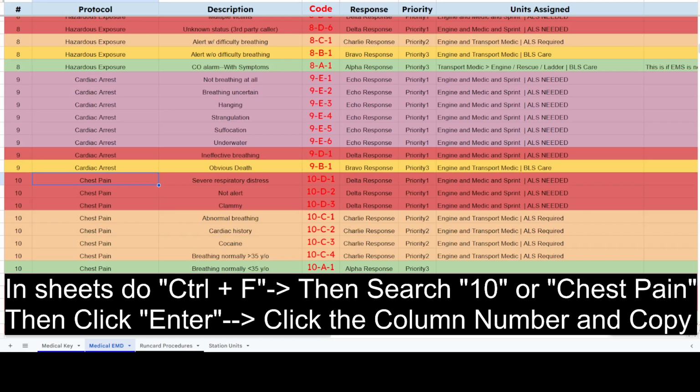What we will do is we will tap the side corner of the sheets and do the following command: Control C. Once we do that, we're ready to begin dispatching.